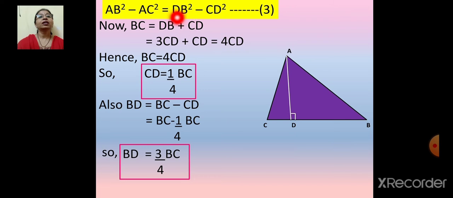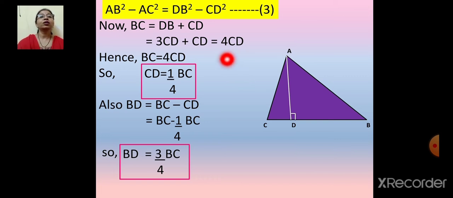Right. Now let us see what we can substitute in place of DB. Now come to the diagram again. This DB can be written as BC minus CD, isn't it? So BD is equal to BC minus CD. But we have value of CD as 1 upon 4 BC. So BC minus, replace this CD by 1 upon 4 BC. Now take LCM, cross multiply. So you will get BD is equal to 3 upon 4 times BC.